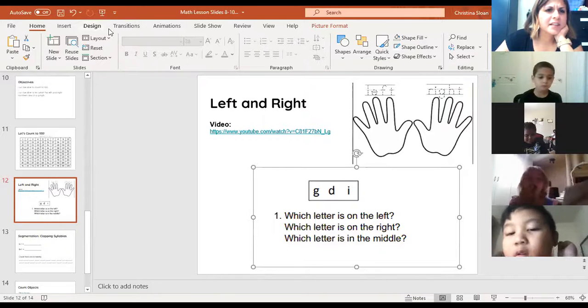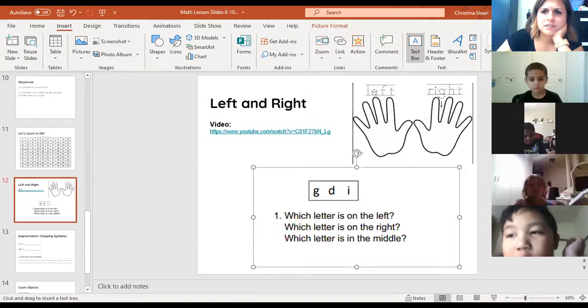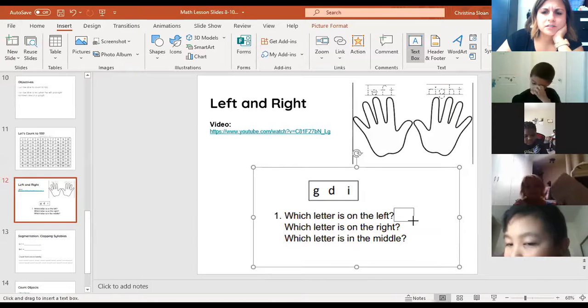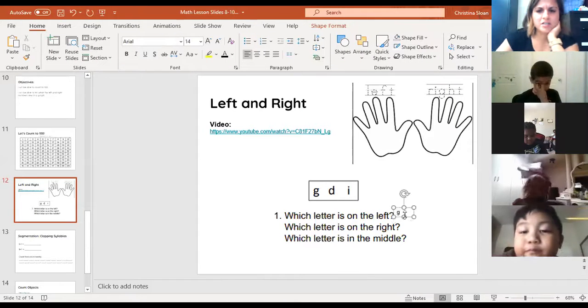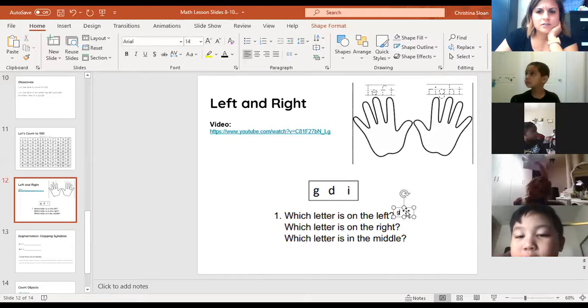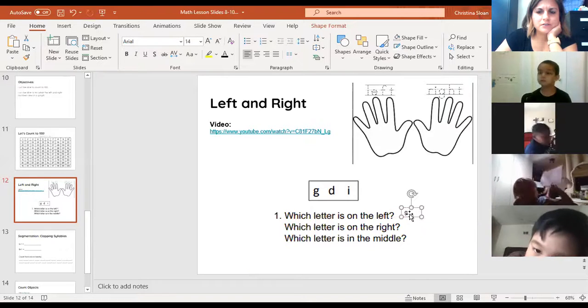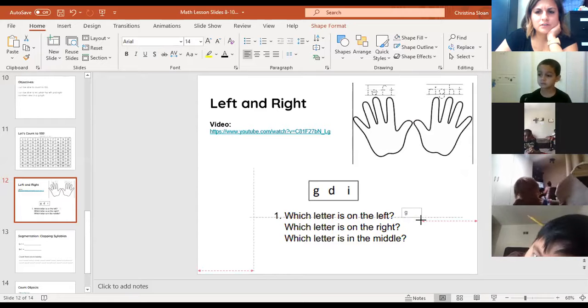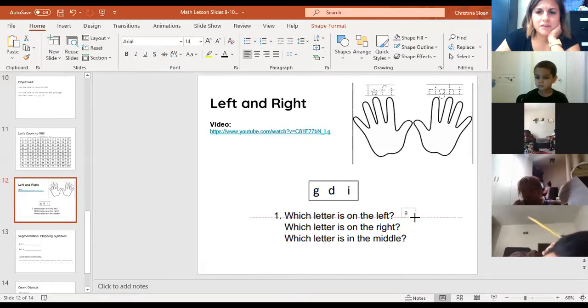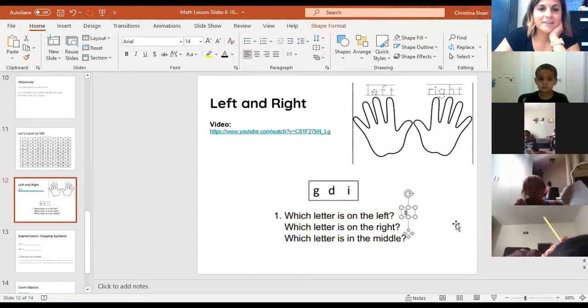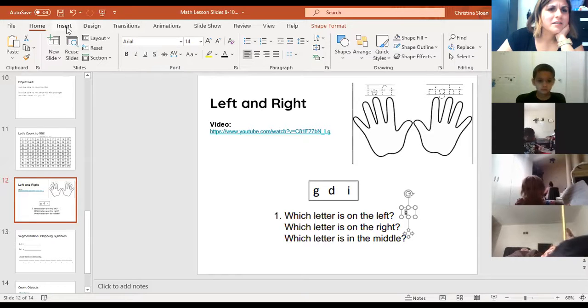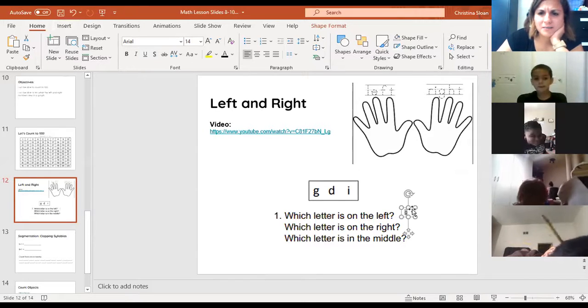Let me see if I can write that in here. Here we go. So we have the letter G. Oops. Let me fix this really quick. Thank you everybody for being so patient while I try to figure out the computer. How do I make this bigger?